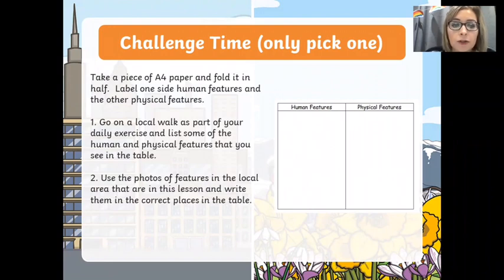Alternatively, you could use the photos of features from the local area that are in this lesson that we've already looked at, and then you could write them in the correct places in this table. So which activity is up to you? But our learning is to look at the human and physical features within our local area. So either go on your walk or use the pictures from our local area in this lesson and put them in the table. I hope you have fun. Good luck.